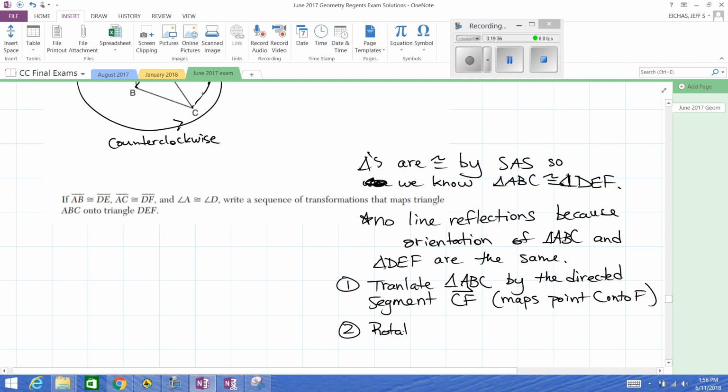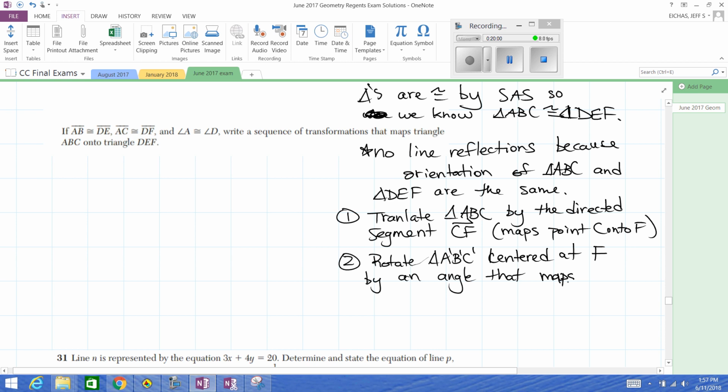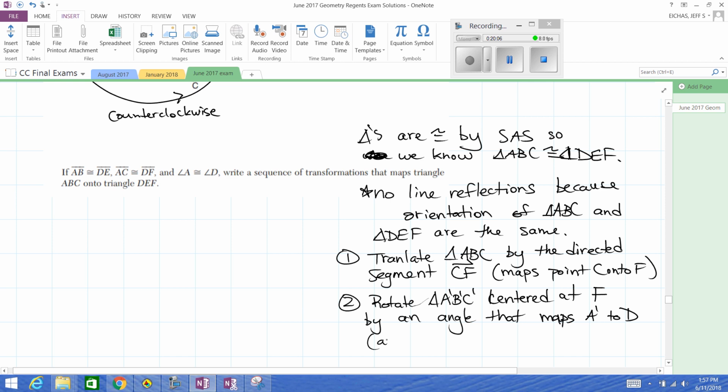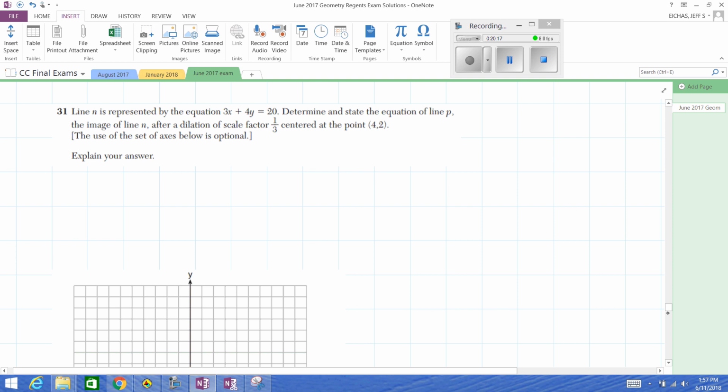Now we're going to rotate triangle A prime, B prime, C prime, centered at point F, by an angle. Now this is going to be tricky. You can probably get away with saying that it maps A prime to D. Technically, I should probably say angle A prime FD, if you want to explain it. Okay, that's it for that one.